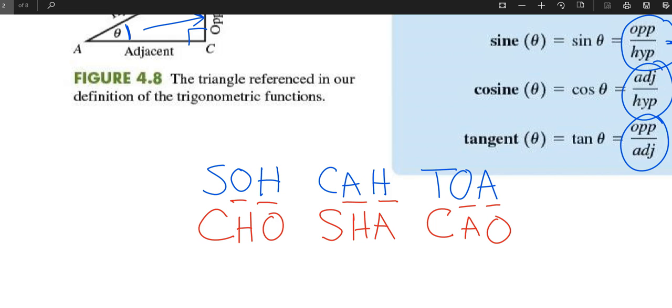Now, when I was in high school, I had to try to remember which trig function went with which one. Well, what I noticed was they always started with the opposite letter.